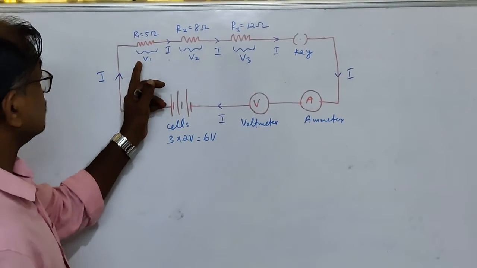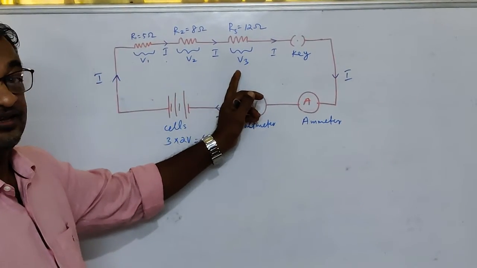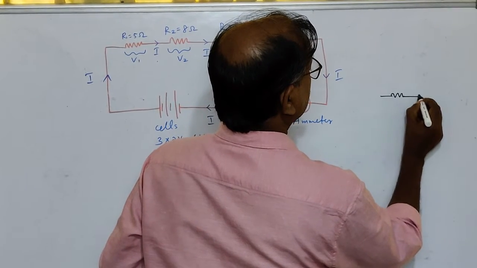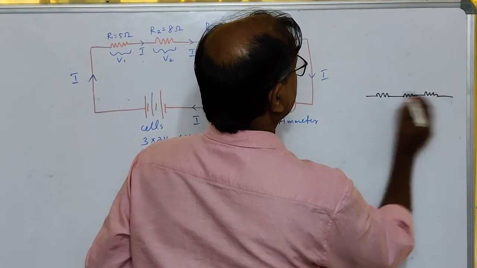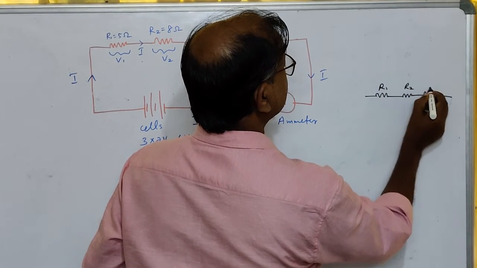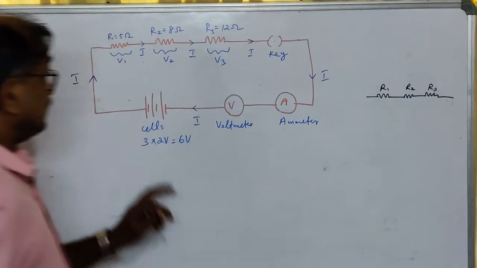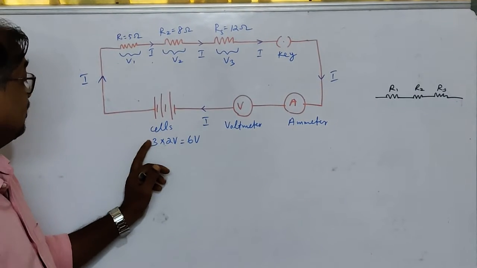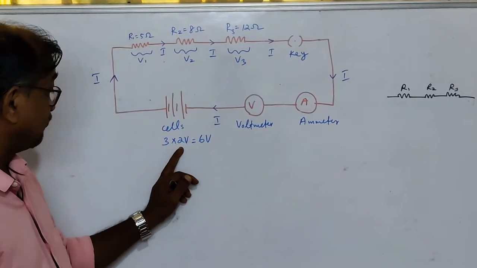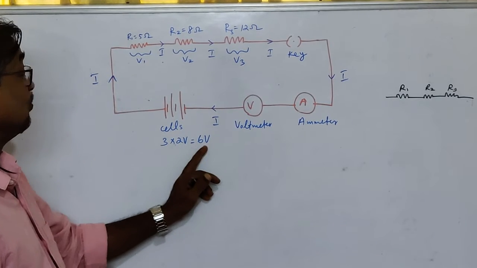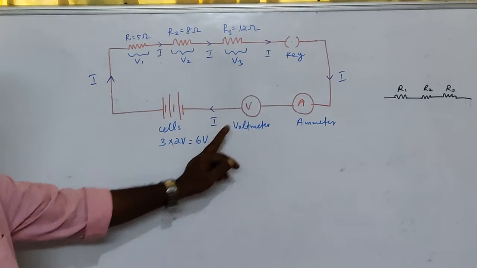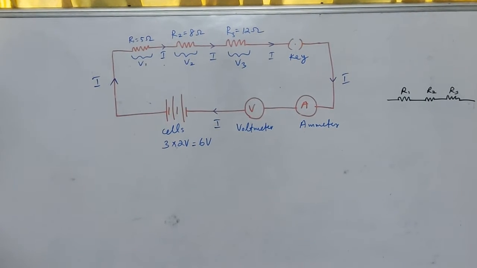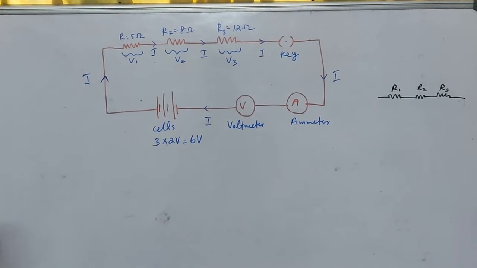So here 3 resistors R1, R2, R3 are connected in series. So what is the series combination? First one R1, R2 and R3. This is the series combination of resistors. Then it is connected to the cell, that is a 6 volt cell. 3 cells means 2 volt of each cell. So 3 into 2 equal to 6 volt. Cell is connected. Voltmeter, ammeter is connected. So we have to find what is the effective resistance.